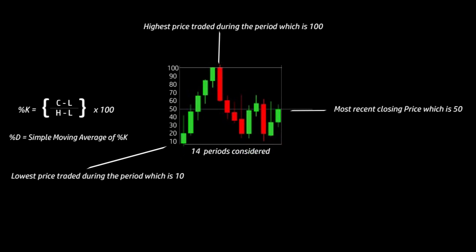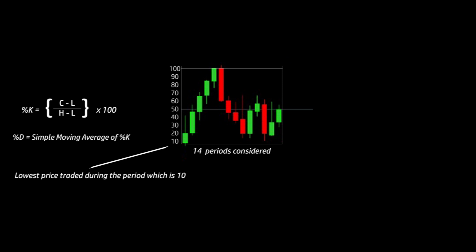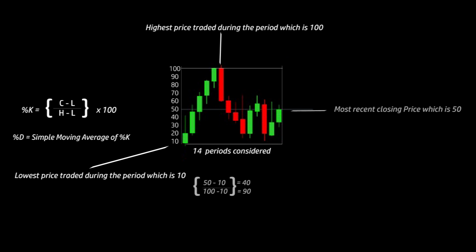So in applying the formula, we'll take C, which is 50, the current closing price. We'll take L, which is 10, the lowest price traded during the period. Then we'll take H, which is 100, the highest price traded during the period. Then we'll put it into the formula and we get 0.44, and we multiply by 100, which will give us 44.4%. That is the stochastic value.